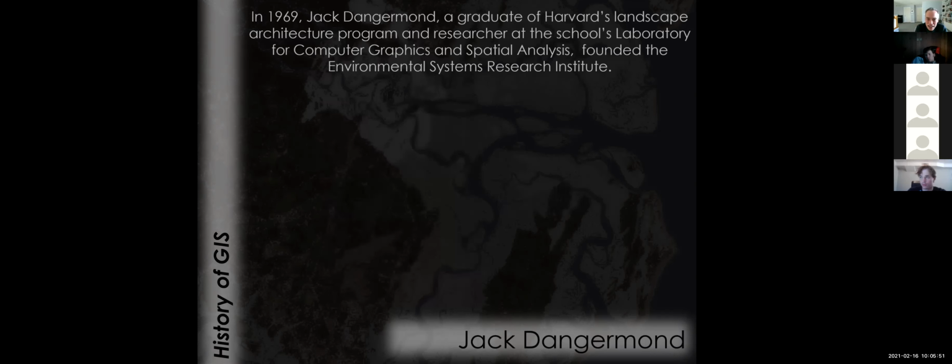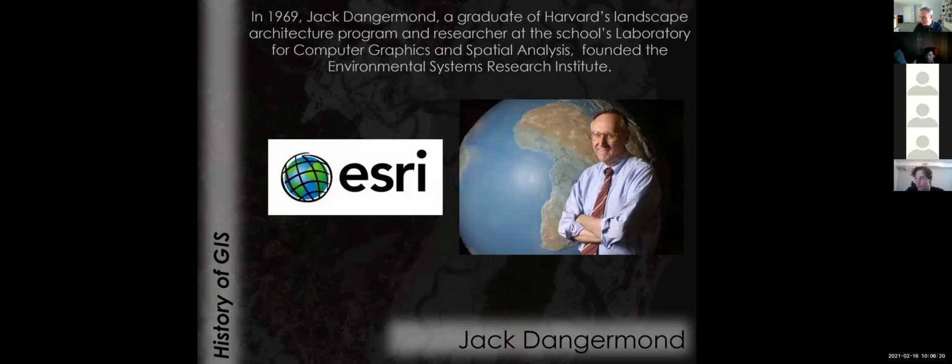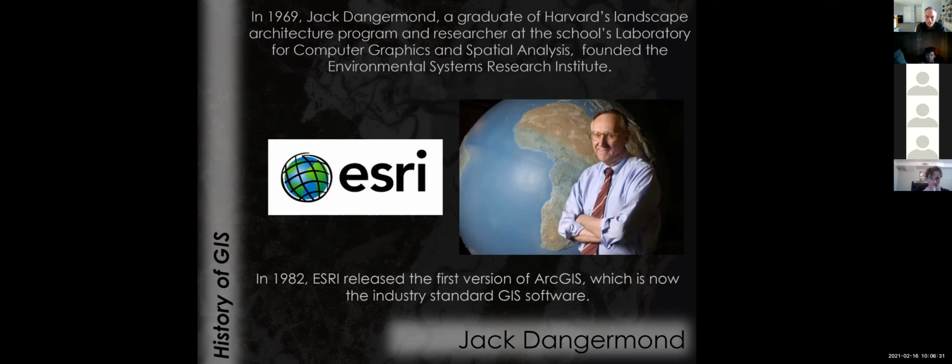In 1969, Jack Dangermond was another graduate of Harvard's Landscape Architecture program, and he was a researcher at the school's Laboratory for Computer Graphics and Spatial Analysis. He was very interested in the use of maps in analysis, and he founded a company called Environmental Systems Research Institute, also known as Esri for short. You should all recognize that name by now. That's the company that produces ArcGIS.